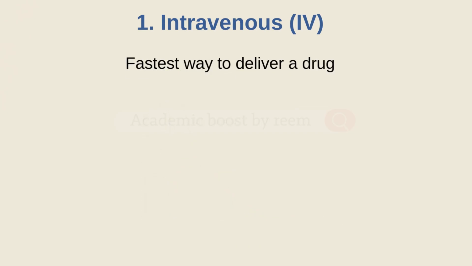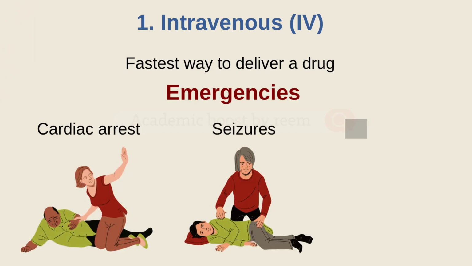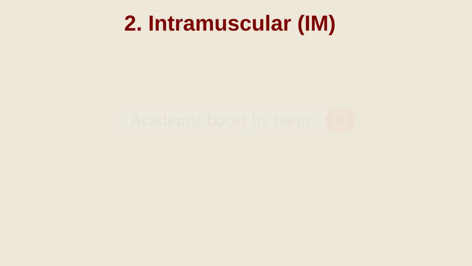It's the fastest way to deliver a drug, which is why it's the go-to choice in emergencies like cardiac arrest, seizures, or anaphylaxis. Next up, intramuscular injection, also called IM.